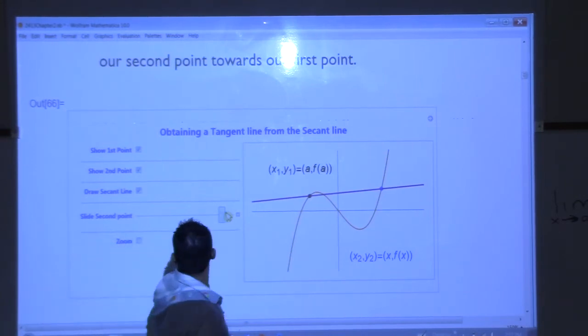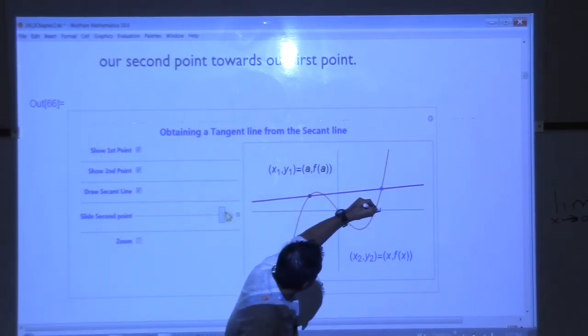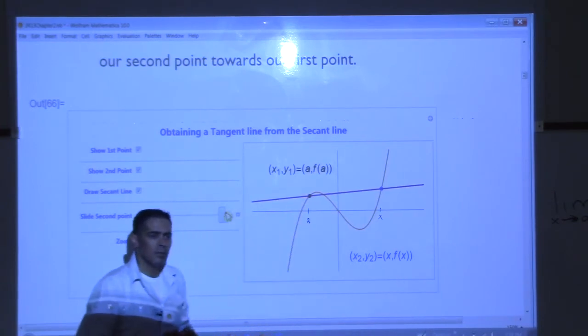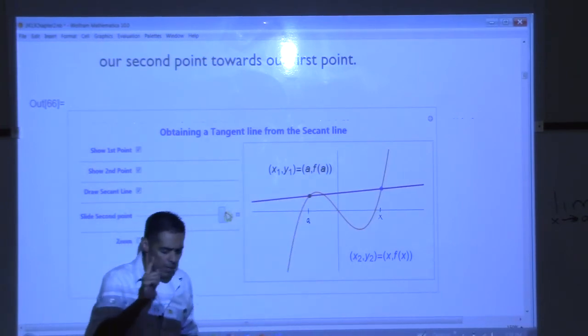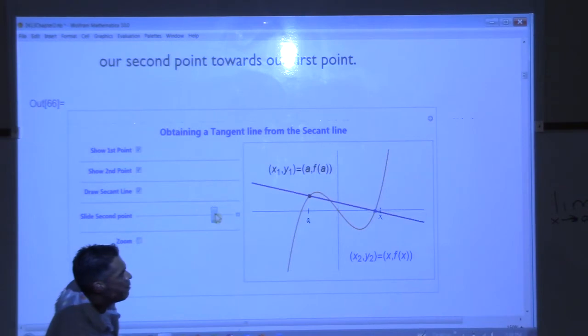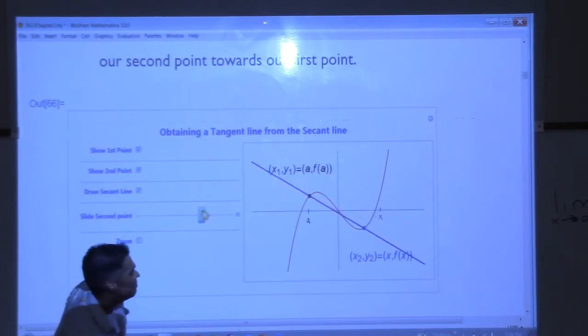The x-coordinate, this is the x-coordinate, right? This one is A. Ronnie? So Ronnie, as I'm moving that point over, what is happening to that x-coordinate?